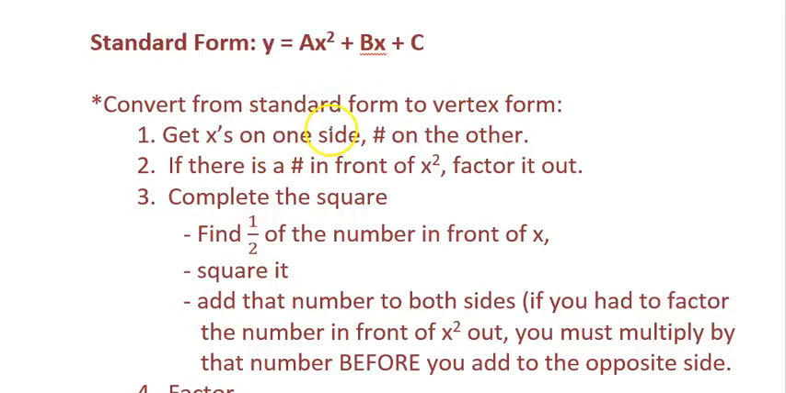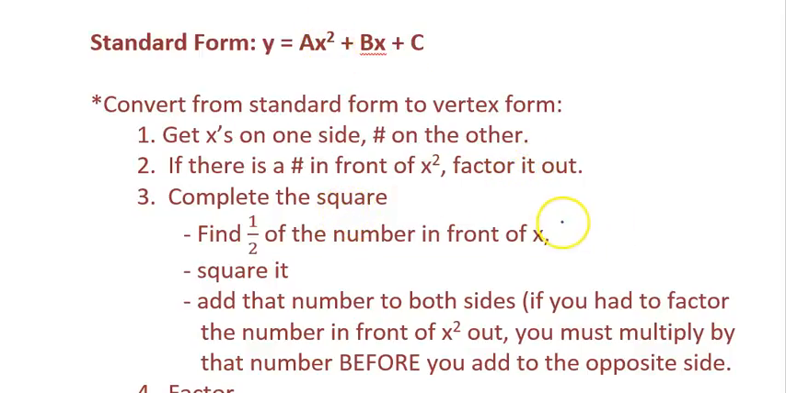What we're going to have to do is a process called completing the square. You see that name in our step 3. We're going to get the stuff with x's on one side and the plain number on the other. That would be the c. We're going to move it to the other side. If there's a number in front of the x squared, it becomes a little bit harder of a problem. We're going to factor it out.